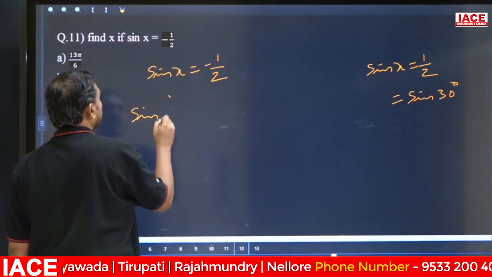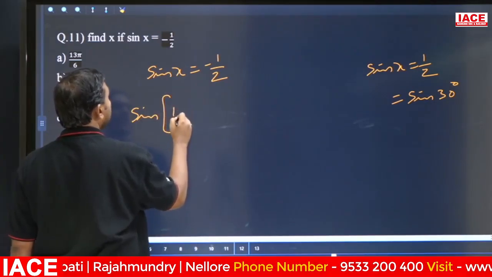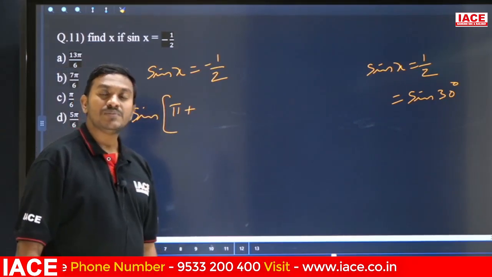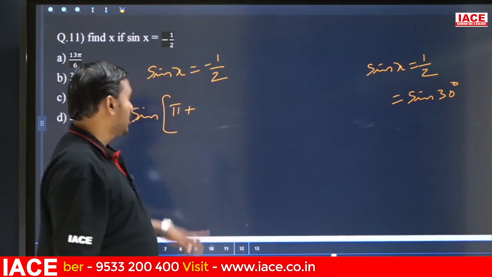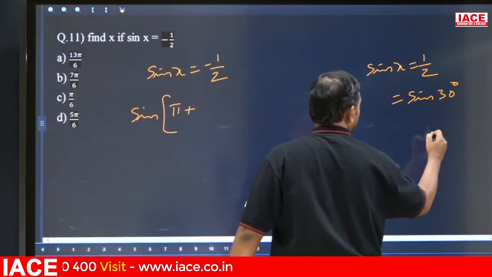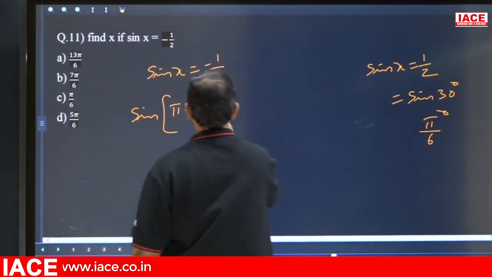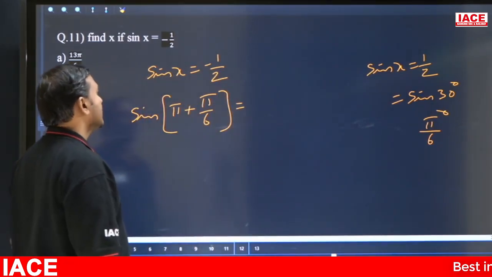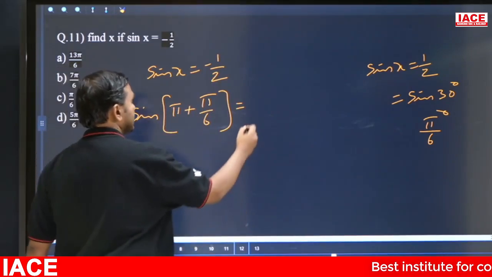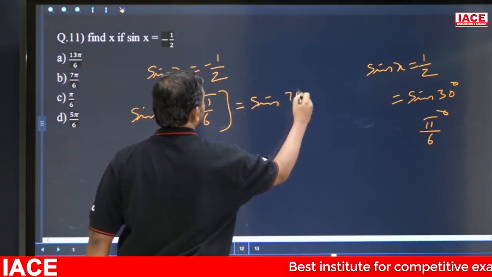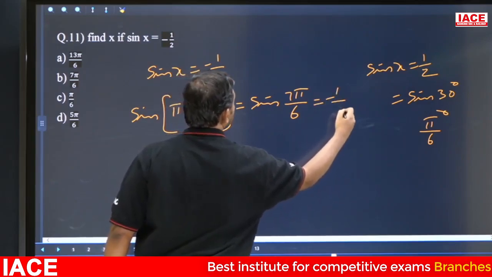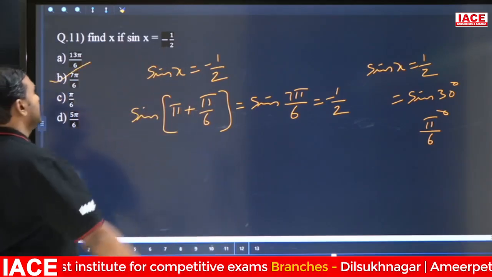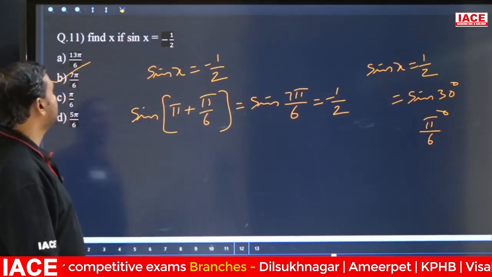We can write it as pi plus theta for the third quadrant. Our theta is 30 degrees, that is pi by 6. So pi plus pi by 6. Sin of pi plus pi by 6 means sin 7 pi by 6, which is minus 1 by 2. So what is x? 7 pi by 6 is the right answer.